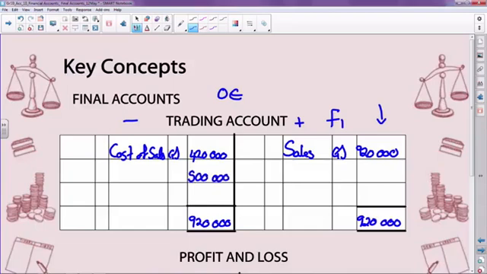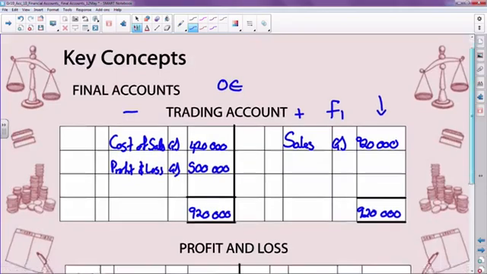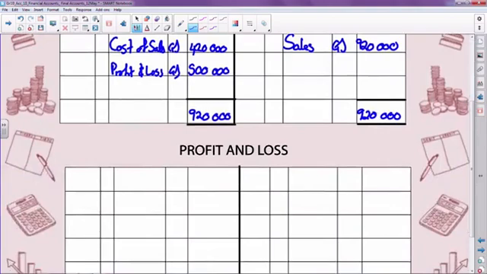Now, where do I take this 500,000? Where does trading account, step number 4, where do we close trading accounts off to? I take it to the profit and loss account, GJ. And therefore, I'm going to complete step number 4 now, and I'm going to say trading account, GJ, and I'm going to say it as 500,000. Now, step 4 done.